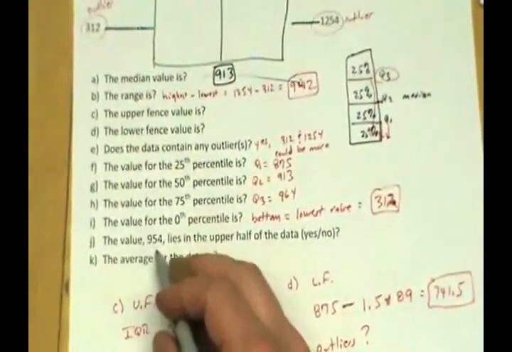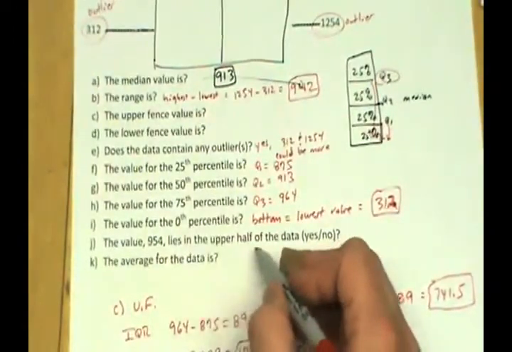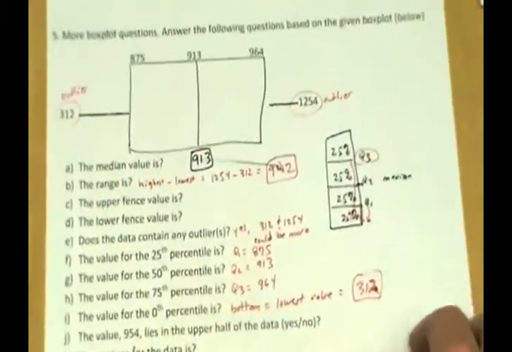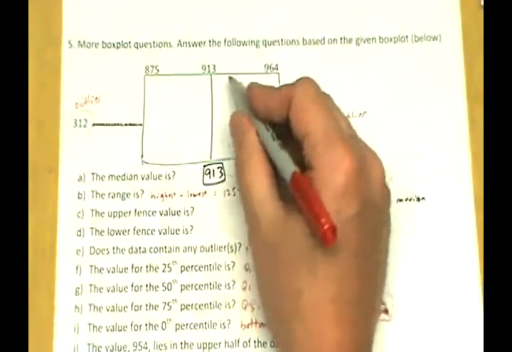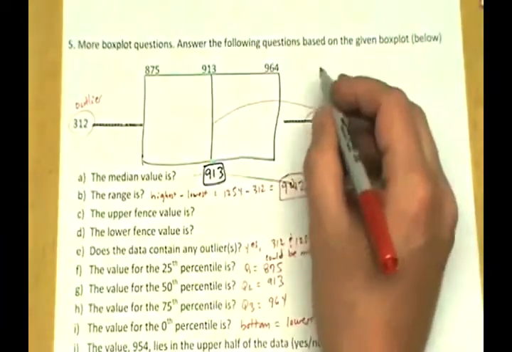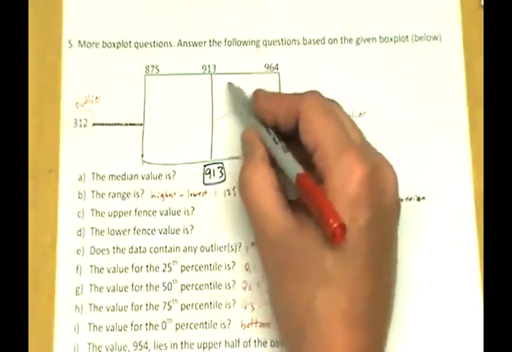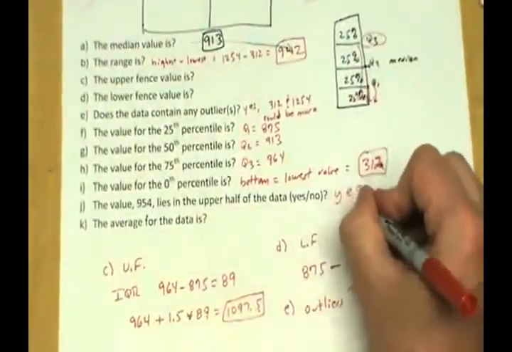Here we go. The value 954. Does it lie in the upper half of the data? 954 would be somewhere in between 913 and 964, and that definitely is in the upper half, because this is Q3 and this is Q1, so that's the upper half. So that would definitely be a yes.